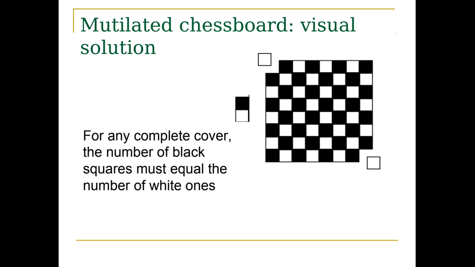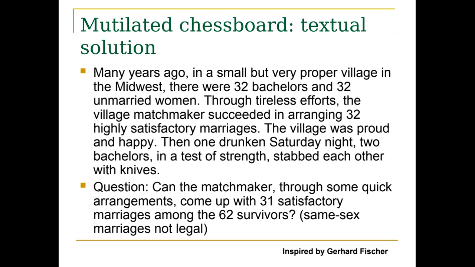Here is a non-visual solution. I'll read through it. Many years ago, in a proper village in the Midwest, there were 32 bachelors and 32 unmarried women. That's 64 pieces on the board, black and white.